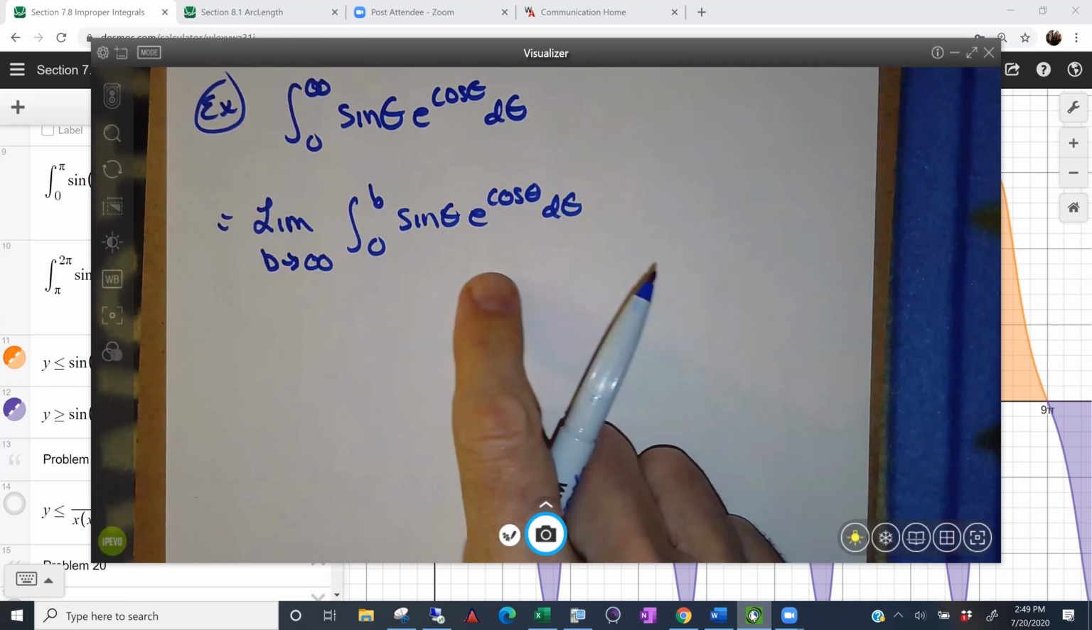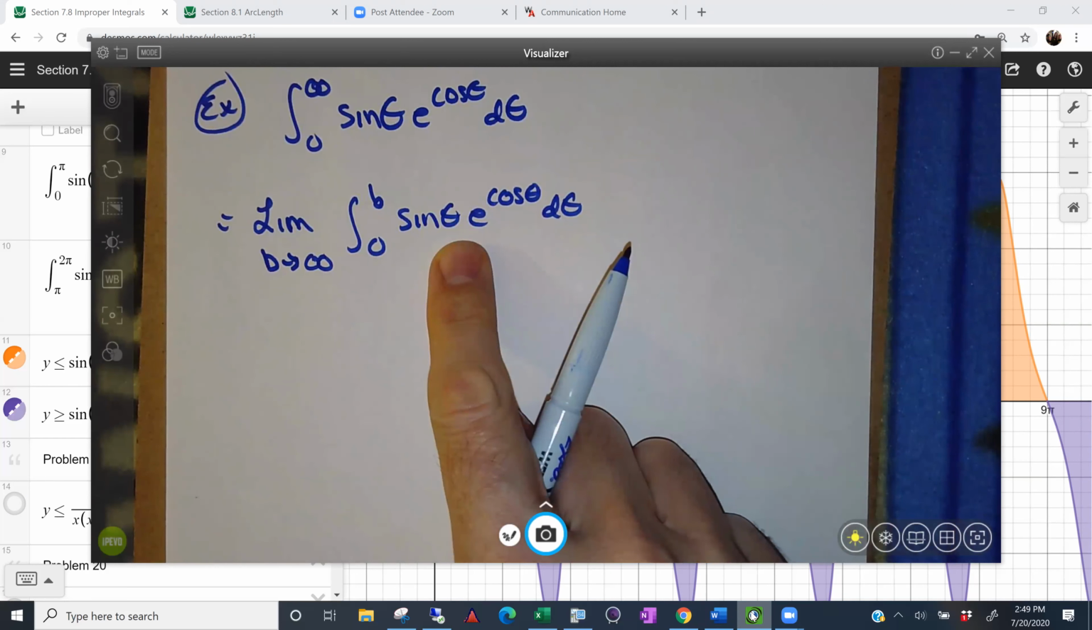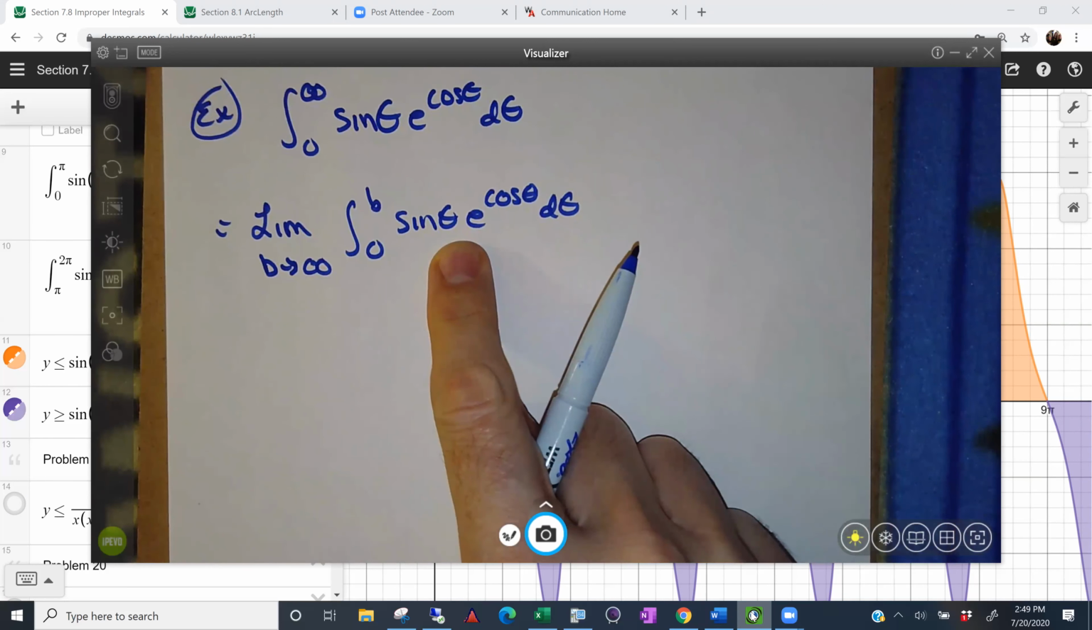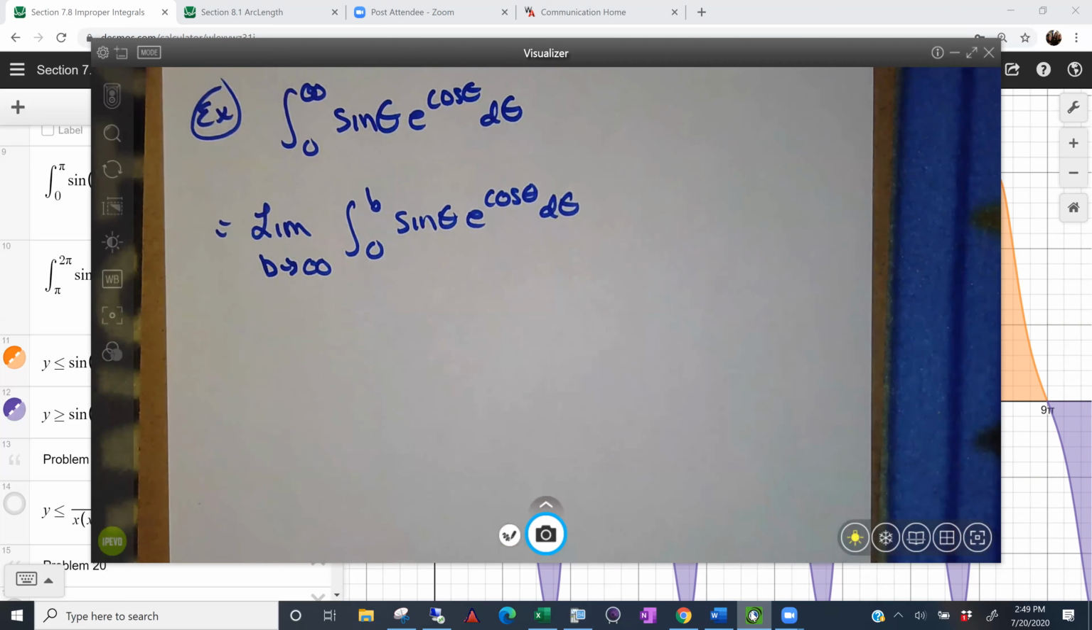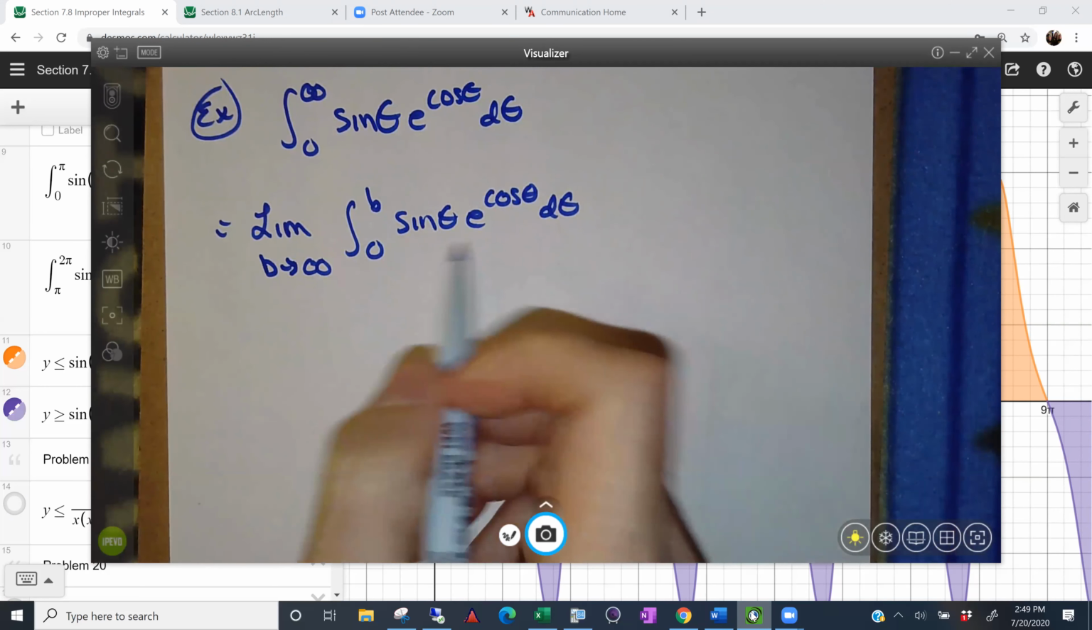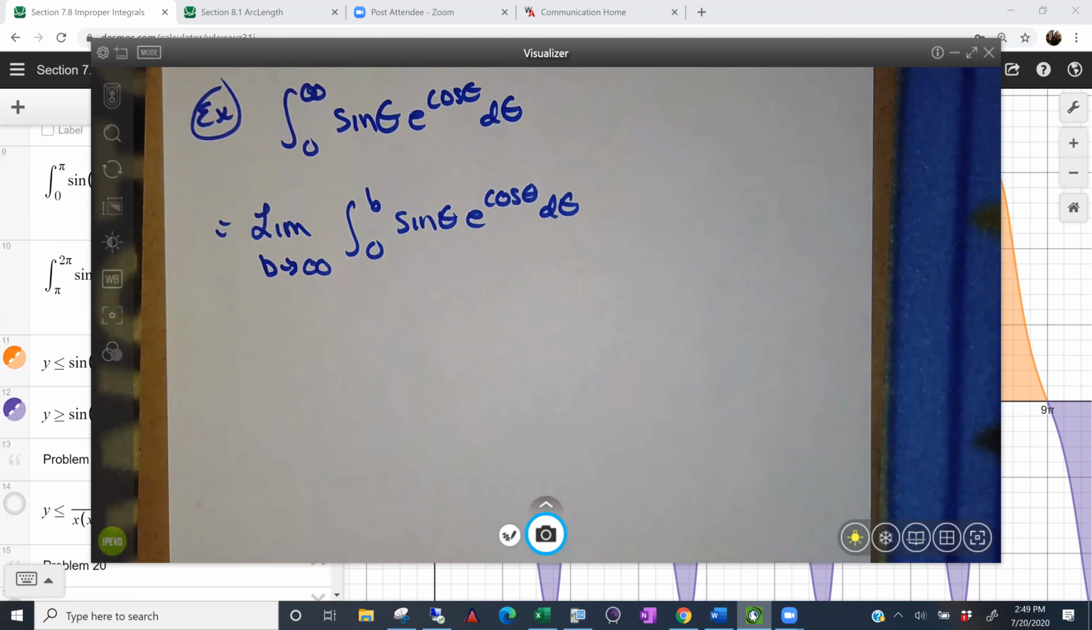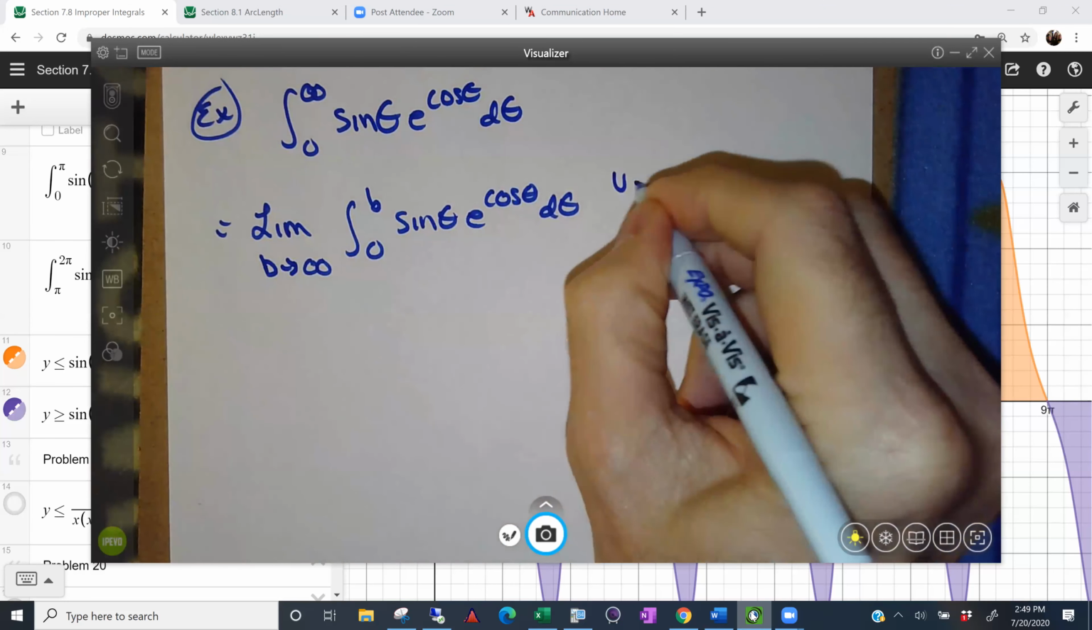Well, I guess the first hurdle in integrating is we're going to need a substitution, because I don't know an antiderivative for this. I'm certainly not going to do this with integration by parts. How would you work this? What should you do? U equals cosine theta. Yeah, perfect. U equals cosine of theta.